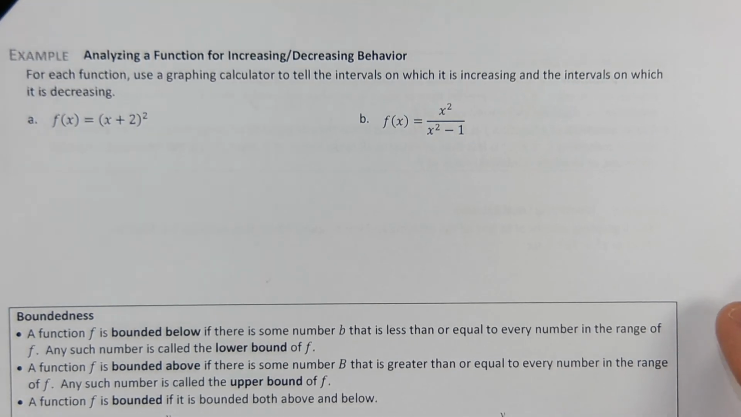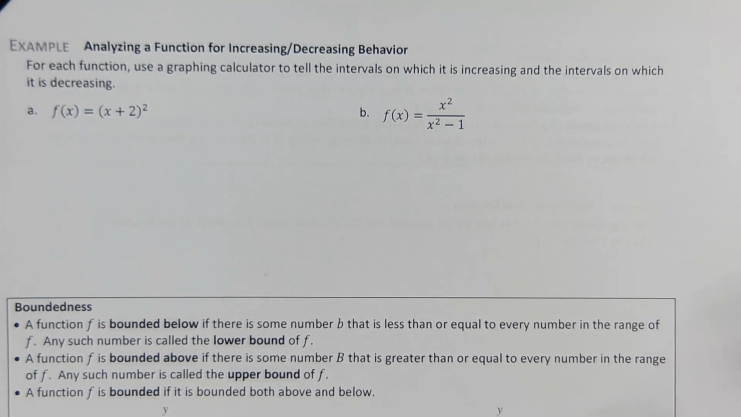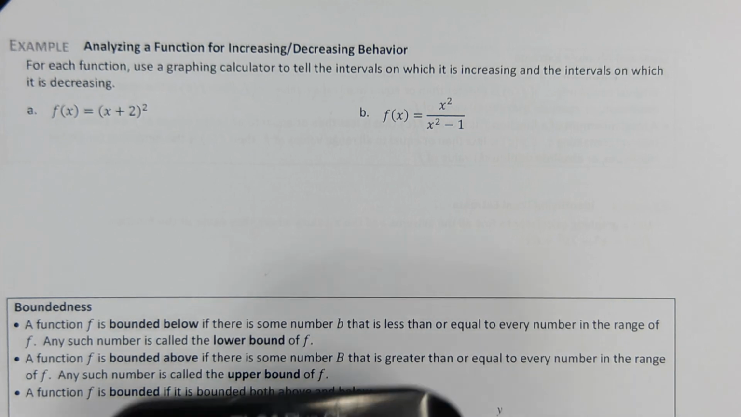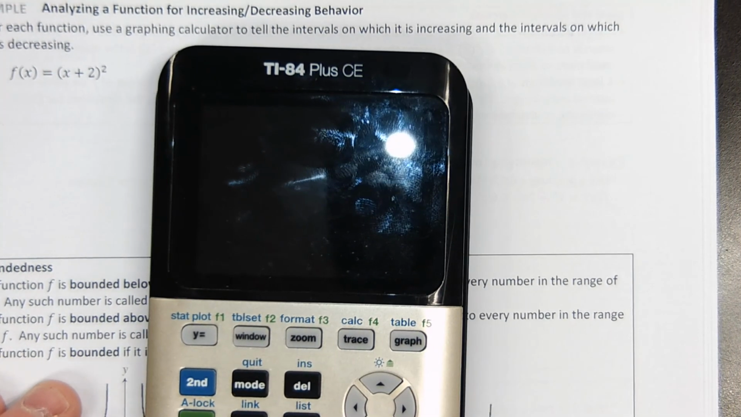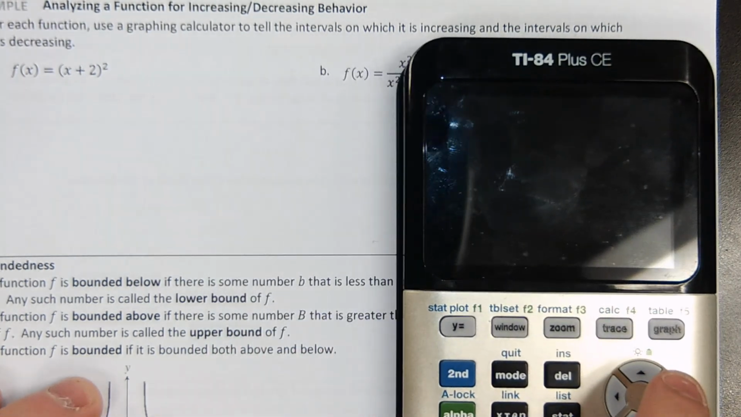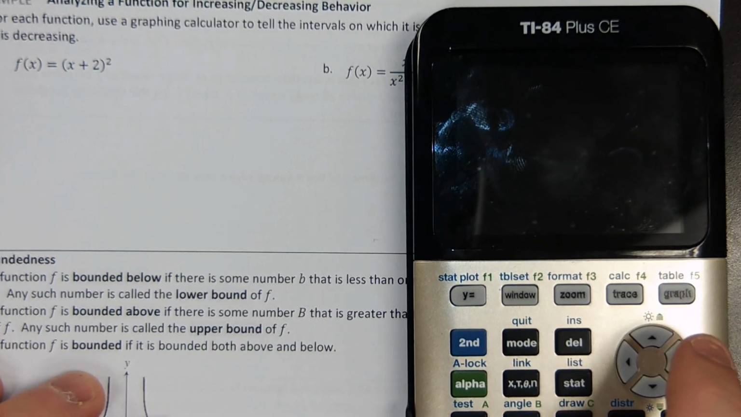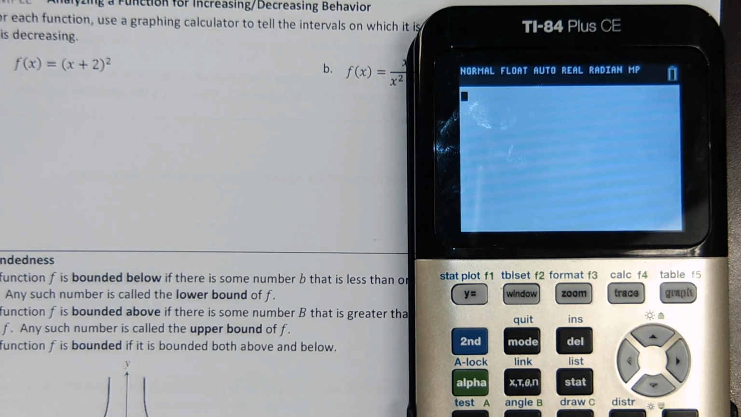For this one, it does again say use a graphing calculator. If you don't have a graphing calculator, then by all means use Desmos. I'm going to remember that my camera is not recording the screen, so I will grab a graphing calculator rather than use Desmos, even though I'd rather use Desmos because it's neat. Okay, let's turn this bad boy on.